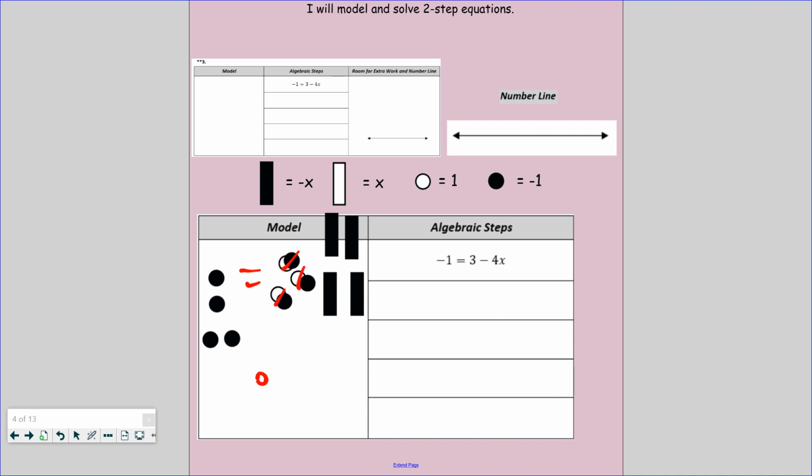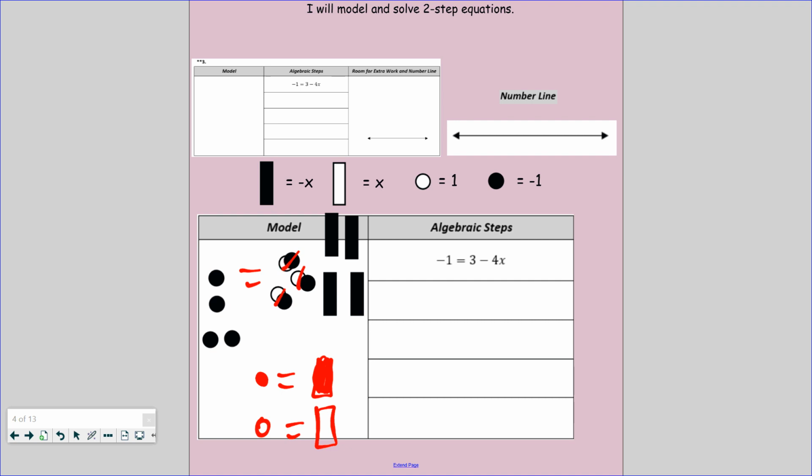So there's one negative for each negative x. But again, am I solving for x or negative x? I'm solving for x. So I flip it around. x equals 1 or 1 equals x.